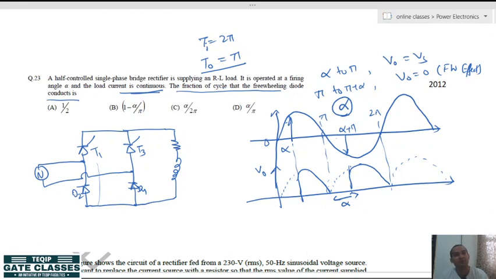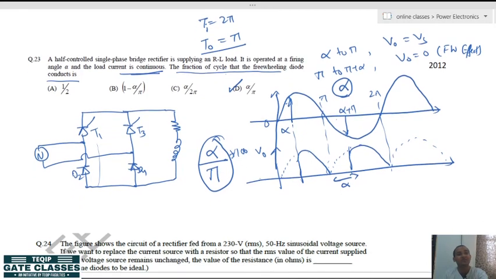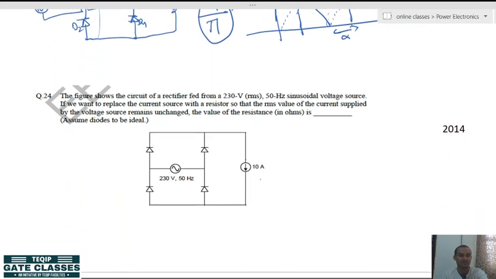So in total pi radians, for how much time is it conducting? It is for alpha. So it is conducting for alpha upon pi duration. If you want to calculate the percentage, it is alpha upon pi into 100. For this much percent, the freewheeling operation is there. All right. So you see how simple the questions are.